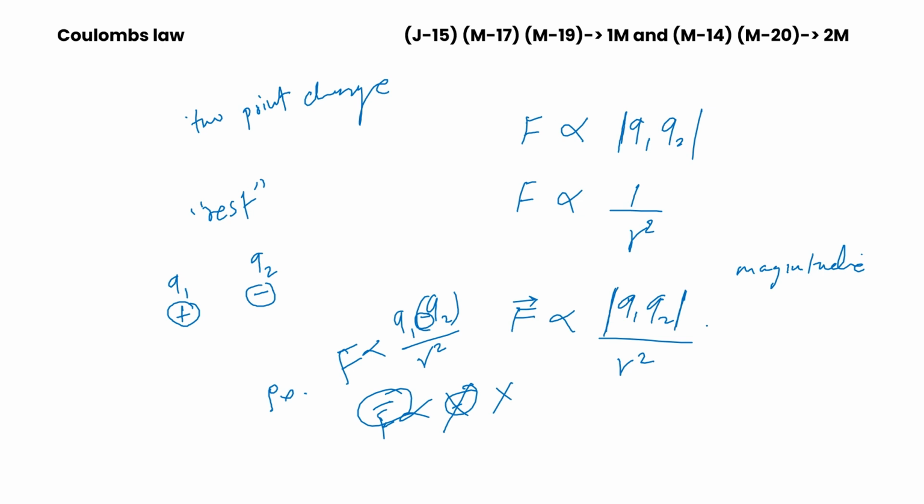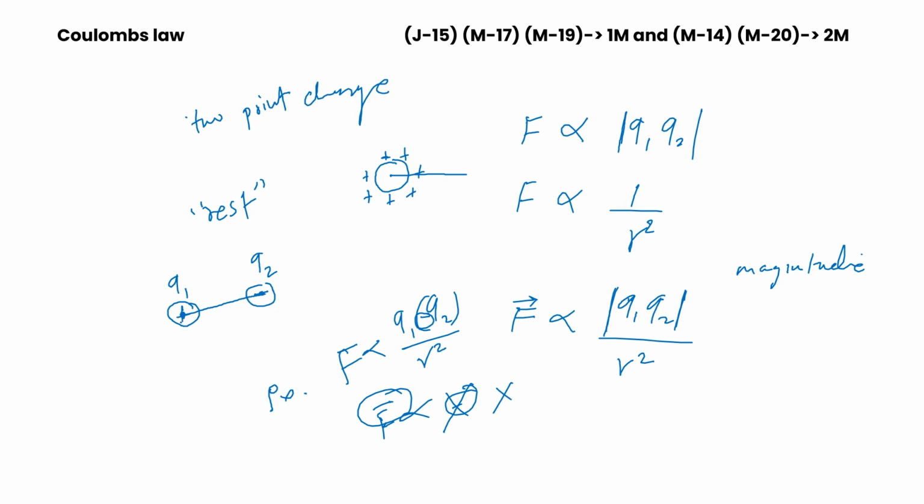Now the distance must be from center to center. As the charge is a point charge, the charge can also be spherical. For example, if charges are stored on the surface of a sphere, this sphere can act as a single point charge with the total charge. That's why the distance is important. This is a special case we will learn at the end of this topic. So the distance must be from center to center.